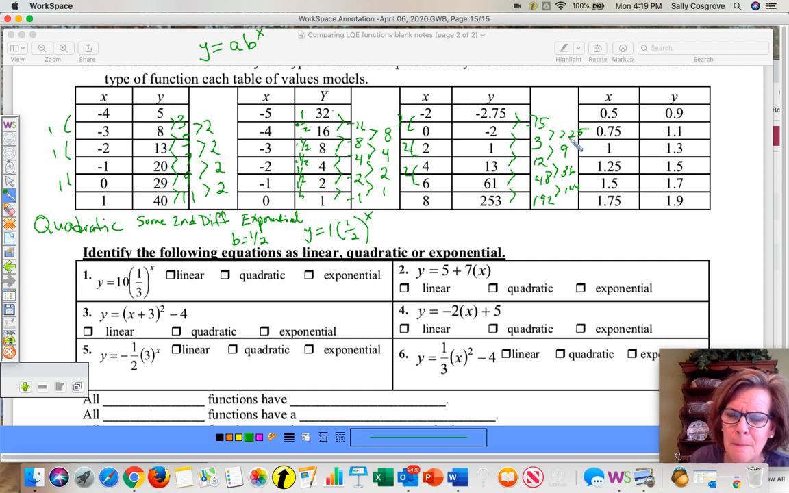Even over here, 2.25 times 4 is 9, times 4 is 36, times 4 is 144, okay? So what am I multiplying by down the y column here? 4. You don't see it here because your x values are changing by 2. So that's kind of interesting, isn't it? Okay, so this is exponential.